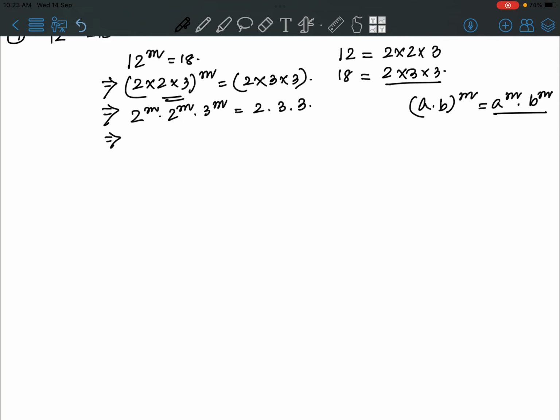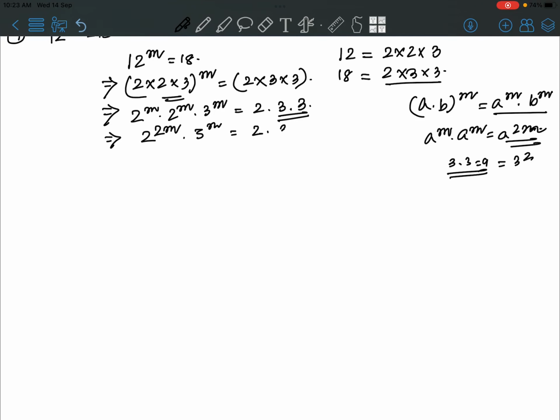Now 2 to the power m and 2 to the power m can be written as 2 to the power 2m, because a to the power m into a to the power m equals a to the power 2m. So in this case, 2 to the power 2m into 3 to the power m. Now 2 into 3 into 3, we will not write it as 18; 3 into 3, we will not write it as 9, we will write it as 3 square. So 2 into 3 square. Now 2 to the power 2m divided by 2 equals 3 to the power 2 divided by 3 to the power m.